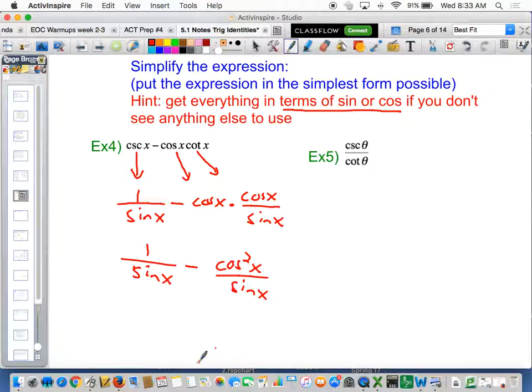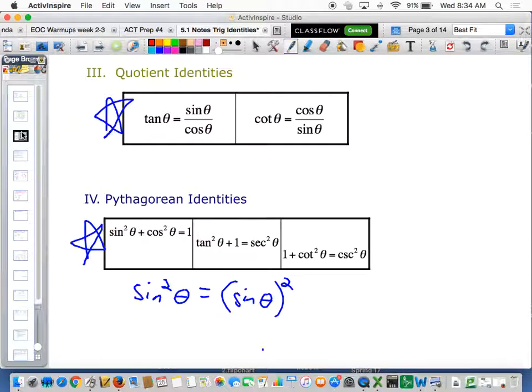Okay. These fractions actually have the same denominator here, so I can combine these into 1. So it'll be 1 minus cosine squared over sine. So I have one big fraction here. This is where I can actually alter some of the properties I know of. 1 minus cosine squared looks very similar to another property. Over here we had sine squared plus cosine squared equals 1. So I'm going to use that.